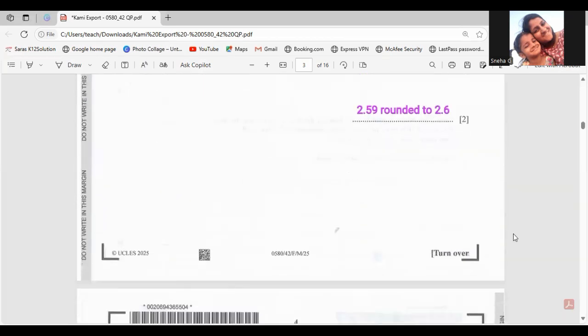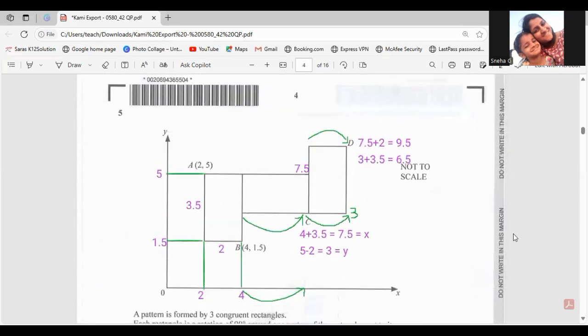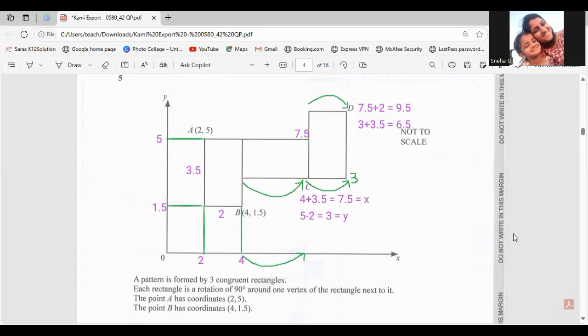Now I will scroll to question number 5. A pattern is formed by three congruent rectangles. This is rectangle 1, this is rectangle 2, and this is rectangle 3. Each rectangle is a rotation of 90 degrees around one vertex of the rectangle next to it. So this particular rectangle is formed after rotating this rectangle, and the third rectangle is formed after rotating the second rectangle.